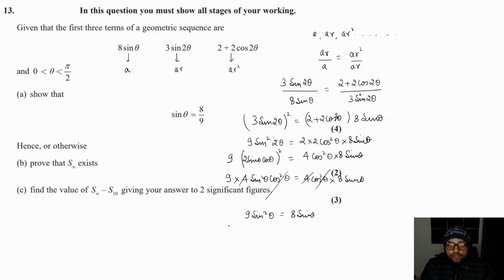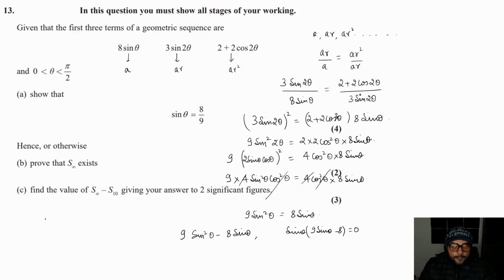So majority of the students, even I also did wrong here. We don't cancel the component like this. What they will do is directly cancel this out. It is okay, but the method which could be done here is 9 sin²θ minus 8 sin θ. From here we take sin θ as common, so we're left with sin θ times (9 sin θ minus 8) equals 0.